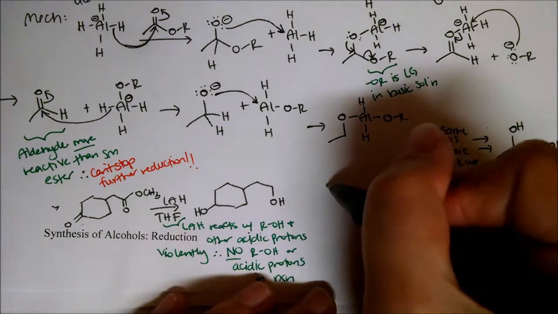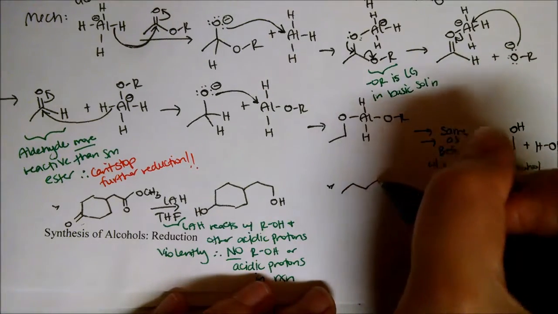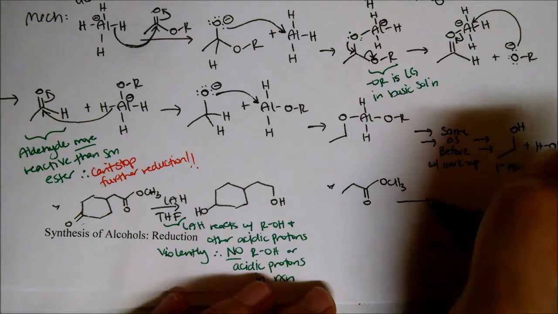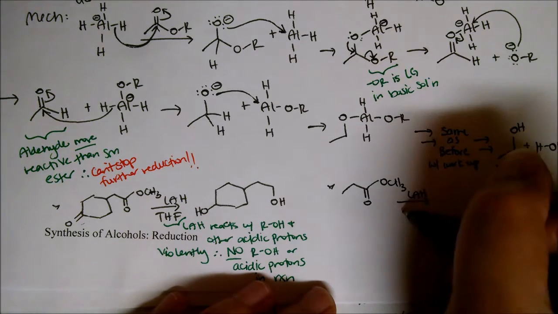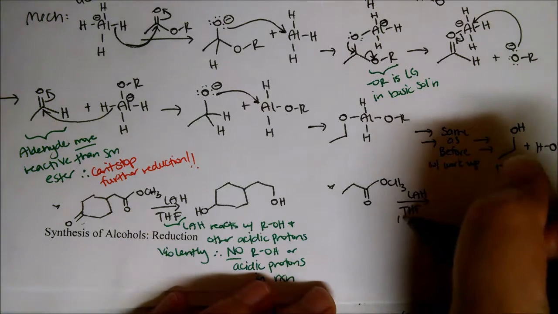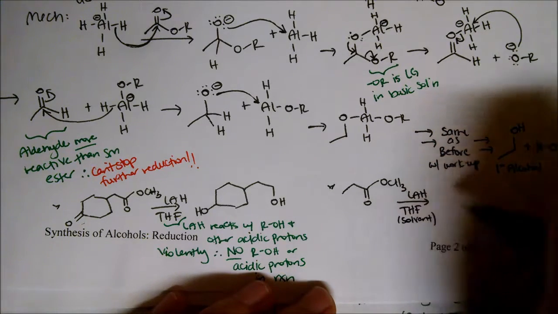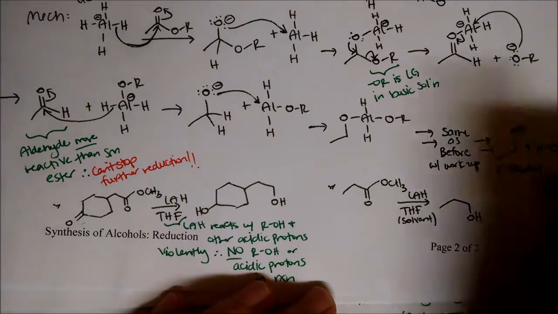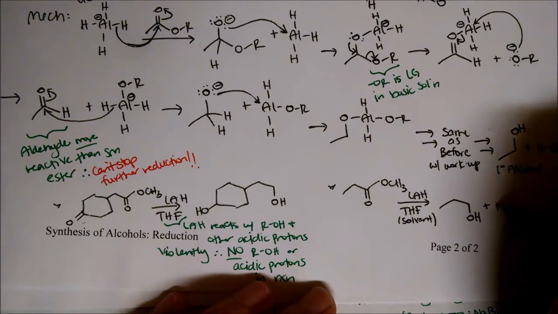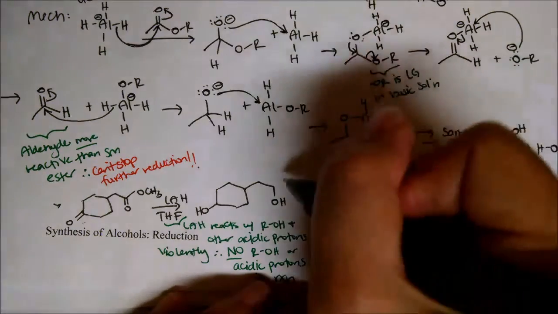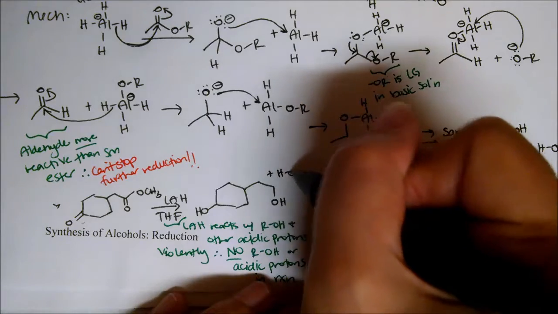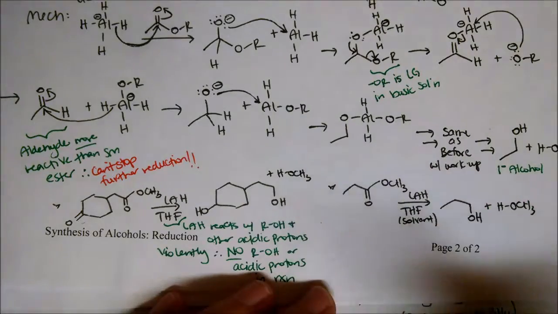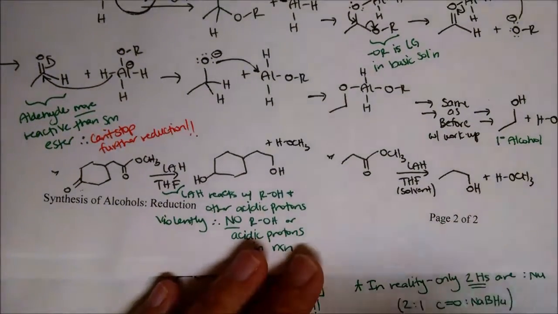How about this one? Again, we will highlight the selectivity. OCH3. Again, LAH with THF. Again, this is the solvent. We get the primary alcohol. Sweet. We also get HOCH3, just like we would over here. It's just like we cut this right there and made an alcohol, and two alcohols really.